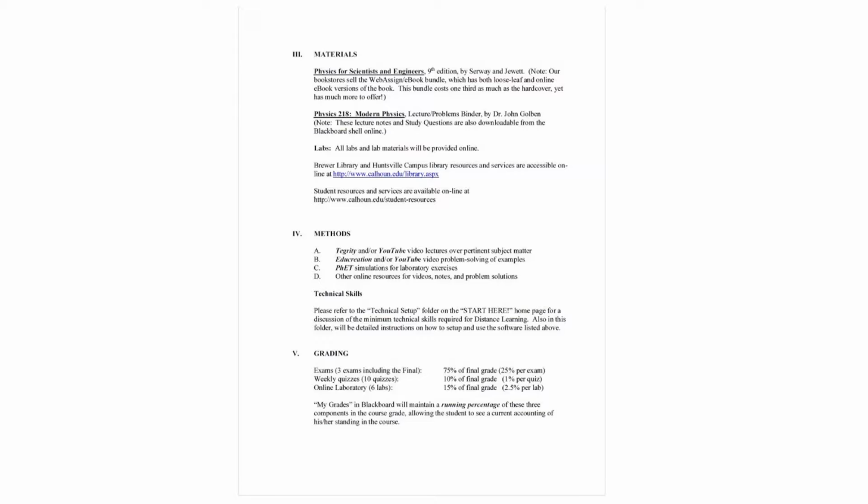You may also wish to buy the binder at our bookstore for the Physics 218, which includes my lecture notes and the problem sets, but all that information is also downloadable directly from the Blackboard shell, so you can get it free from the shell. Sometimes it's just nice to have it all bound together and printed out for you, and it's a pretty good deal. All the lab and lab materials will be provided online.